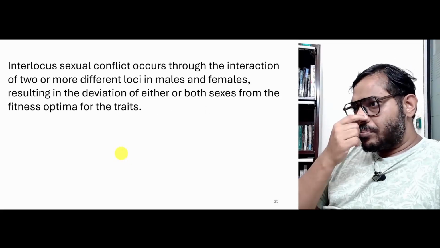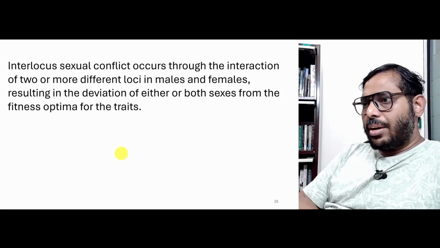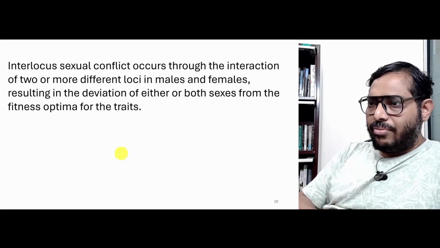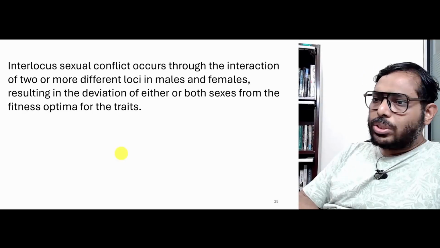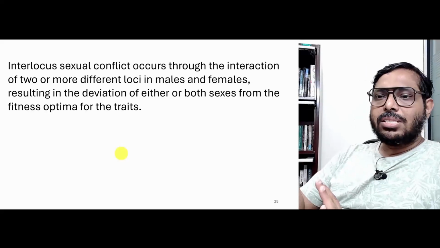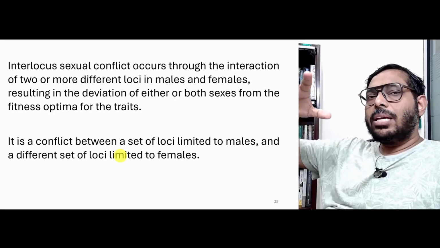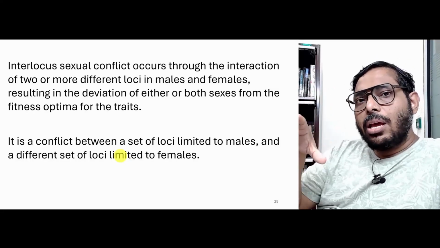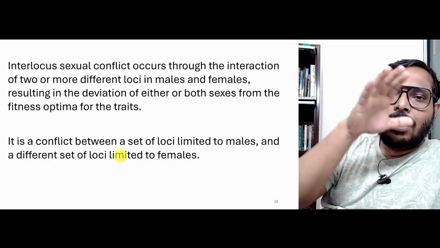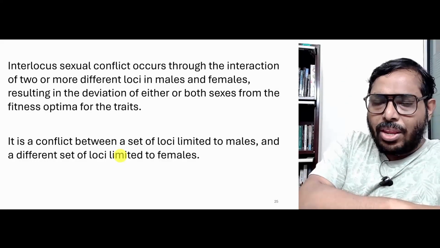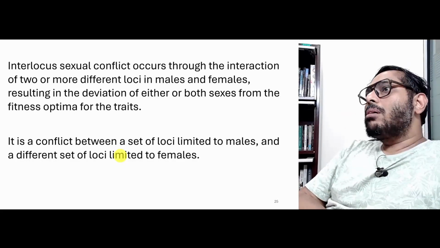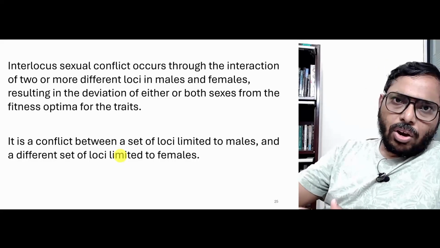So, what really happens here? In the context of inter-locus sexual conflict, these occur through the interaction of two or more different loci in males and females, resulting in the deviation of either or both sexes from the fitness optima for the traits, which in simple words means that the male has certain traits which improve its fitness at the cost of the female's fitness, and the female has some other traits which allow it to resist that.